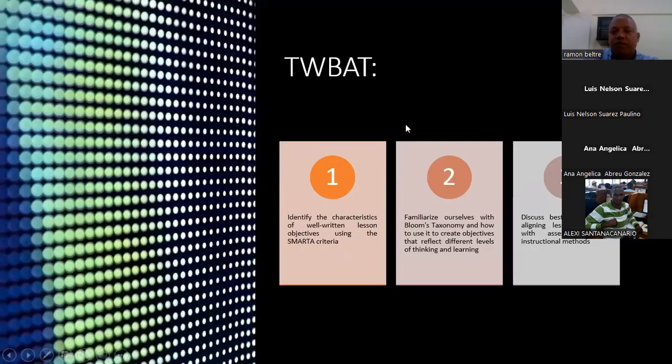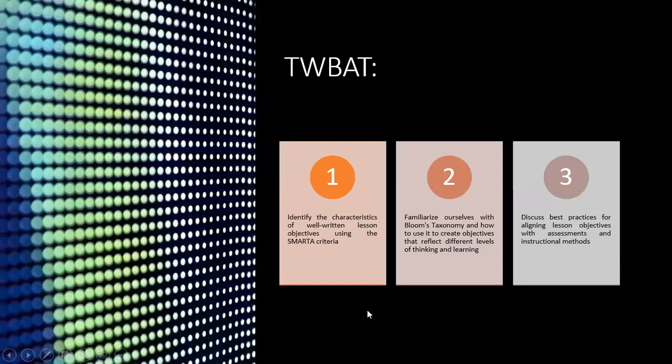Let's get started. Well, I hope you can see this. Okay. Look, here we have that when you start teaching, you have this, but instead of T, you got an S: students will be able to. At the end of the class, the students will be able to, and you start sharing the objectives. But in this workshop, what I have is: teachers will be able to identify the characteristics of well-written lesson objectives using the SMART criteria.